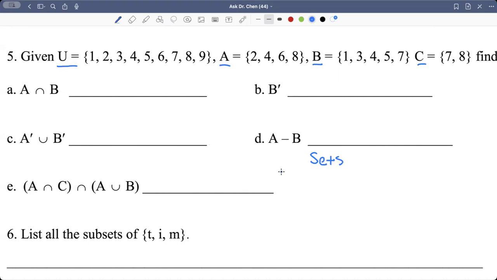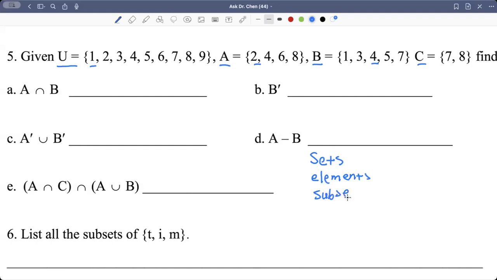Then in the set, we call them elements. So 1 is an element in set U. 2 is an element of U. 2 is an element of A. 4 is an element of B. So we call those objects in the set elements.